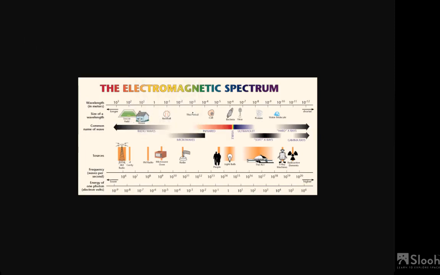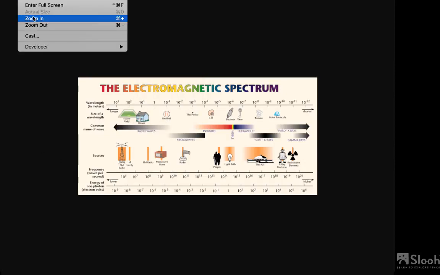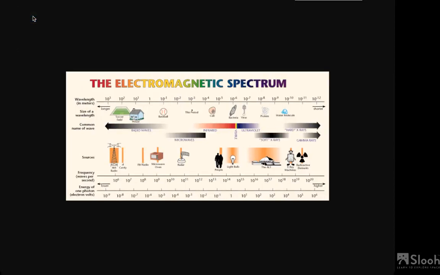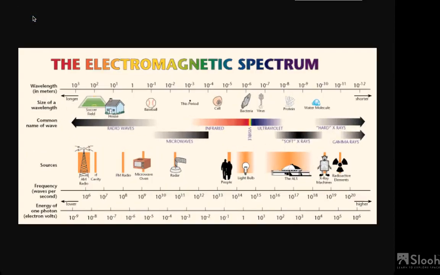And let me see how well you can see this. I wonder if I can zoom in a little bit. I'll try. Zoom in. Yeah, there we go. Perfect. Okay, so we're looking at the electromagnetic spectrum, and we've talked about it before, but it is a really complex topic. So we'll keep talking about it over and over again.